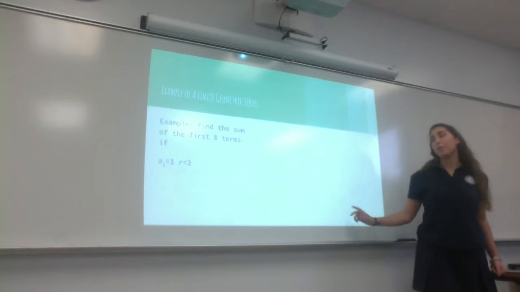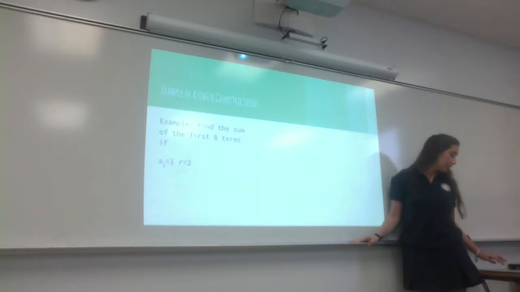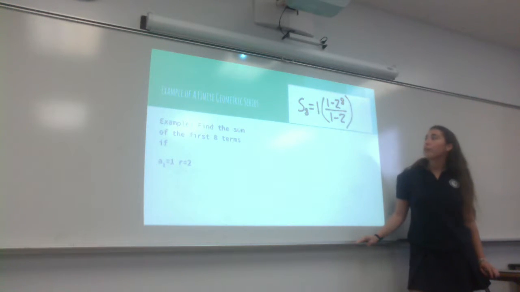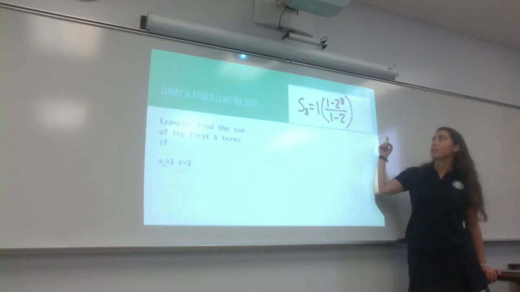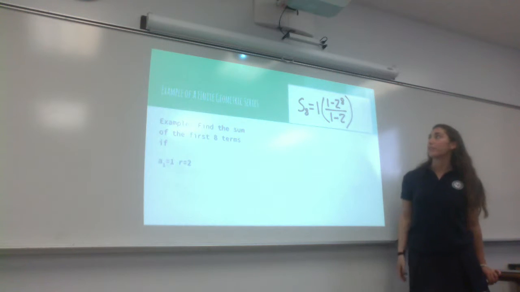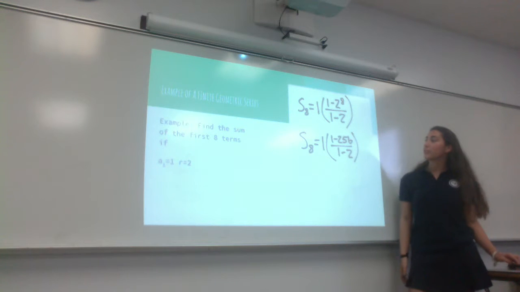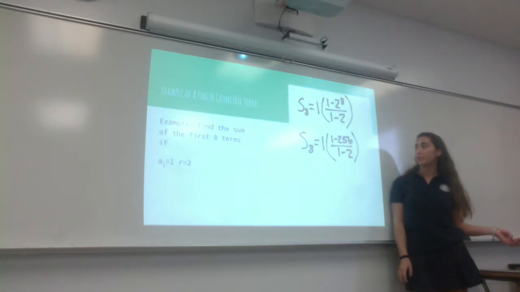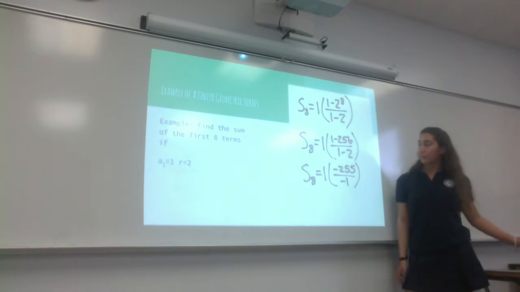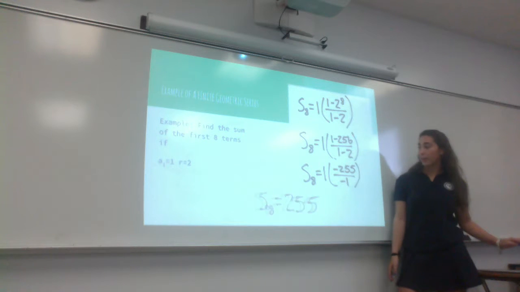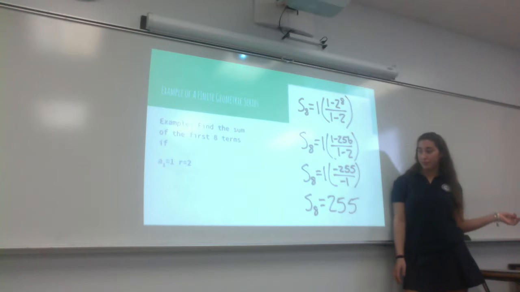So this one gives you a1, the first term, and it gives you the common ratio. And it wants you to find the sum of the first 8 terms. So you just input everything in. This is the first term, and then 1 minus the r term to the 8th power, because you're finding the sum of the first 8 terms, over 1 minus r. And you just simplify and get 1 times 1 minus 256 over 1 minus 2. Then you further simplify and you get the sum of the first 8 terms for this geometric series is 255.